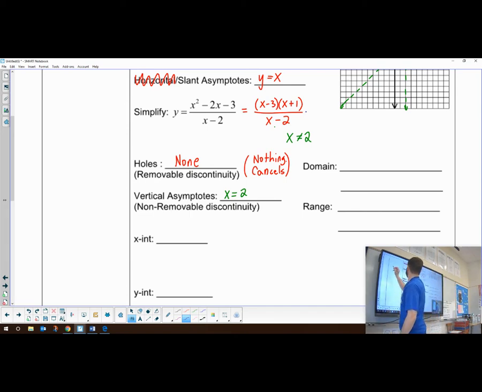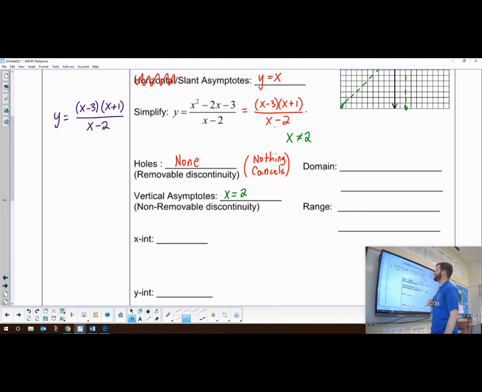So we're going to change this. We're going to take this guy out here. Y equals x minus 3 times x plus 1 over x minus 2. Okay? So first step, we're going to find my x-intercept. So to find my x-intercept, I'm going to replace my y with 0.